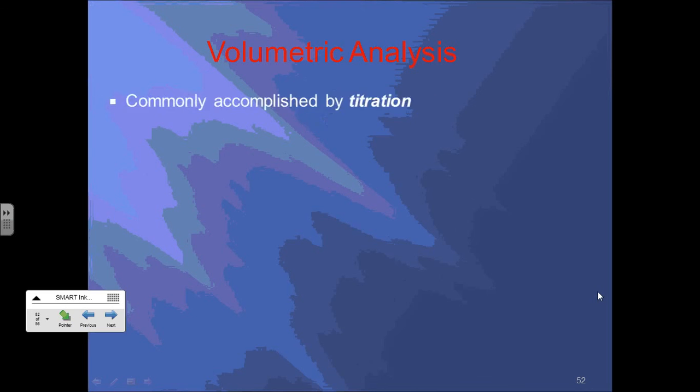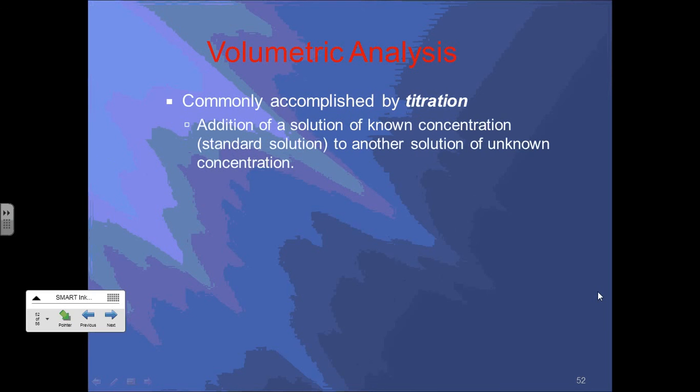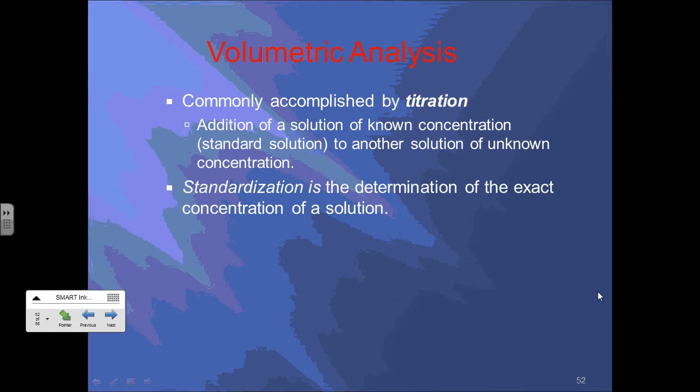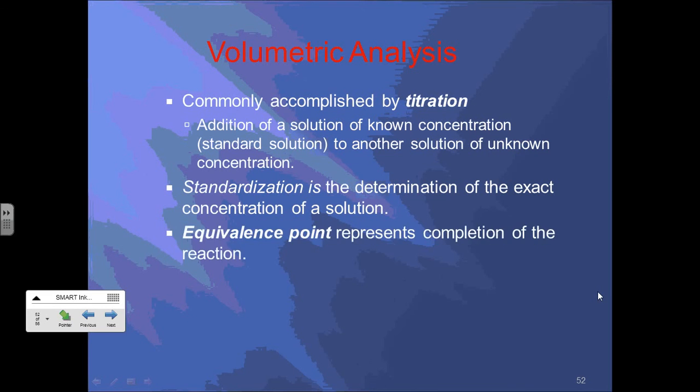Now, for volumetric analysis, this is commonly accomplished using titration. In this process, a solution with a known concentration is titrated into another solution of an unknown concentration. Standardization is the determination of the exact concentration of a solution. The equivalence point represents completion of a reaction when undergoing a titration. And the end point is where the titration is stopped.